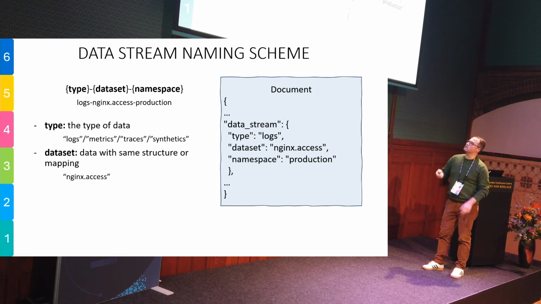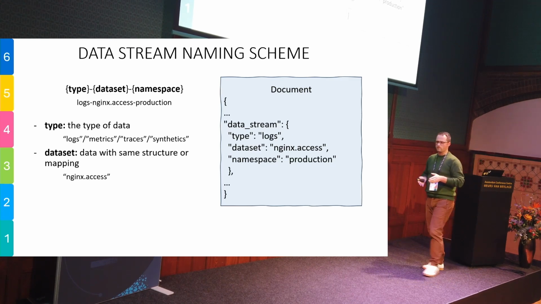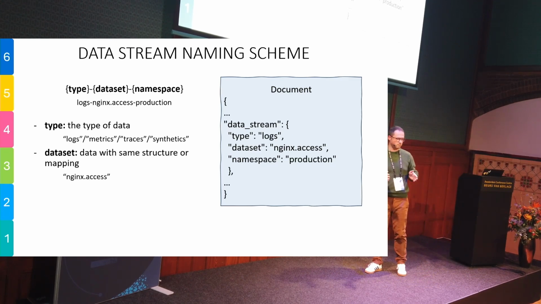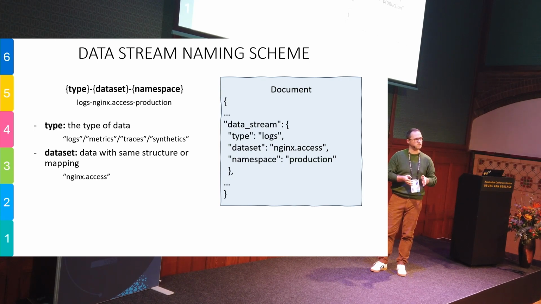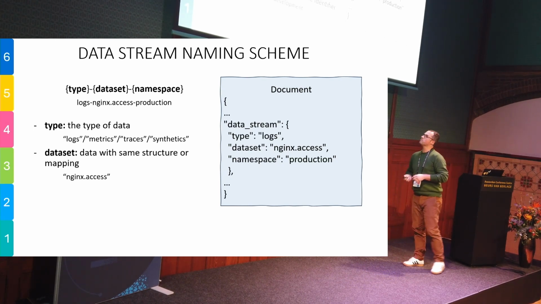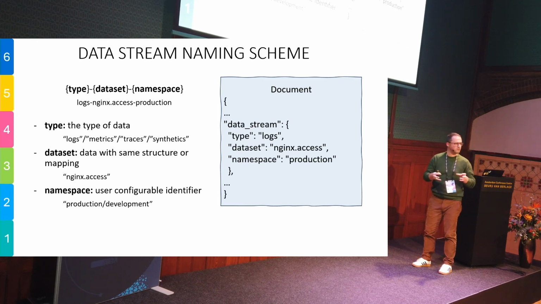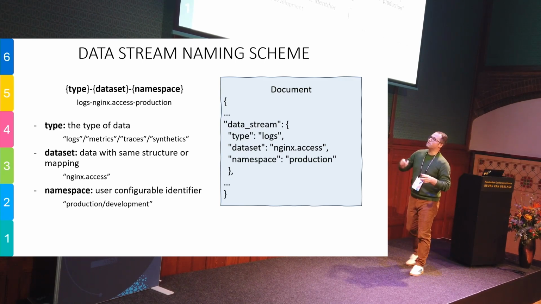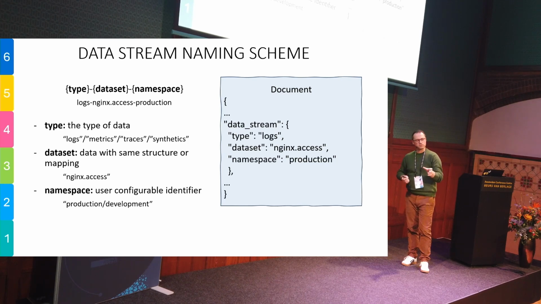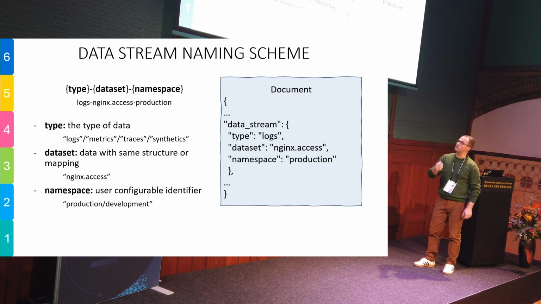Second one is dataset. In this case, it's nginx access. Nginx access is the access log of Nginx. So the dataset specifies what kind of data there is, and it does this so it can minimize the amount of fields it needs to map, right? The namespace is something you can configure yourself. Most of the times it's production, development, and it will separate the index in Elastic. So if you add production, you will get a production index, development index. I'll show you in a bit.